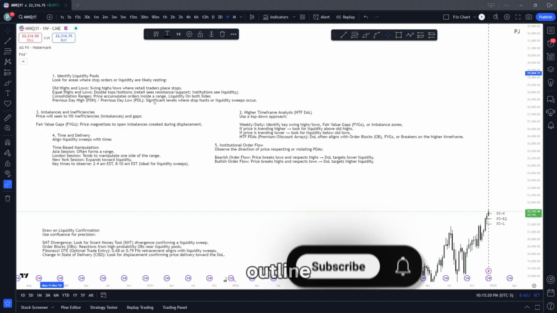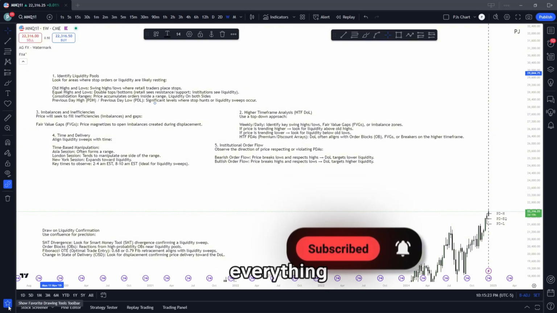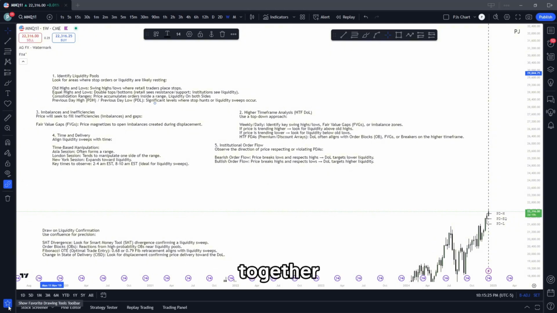Now that we have a rough outline, we need to understand how we can mesh everything and pair each of these items together and understand liquidity. For number one, we need to identify where liquidity pools are resting and look for areas where stop orders, aka liquidity, is likely resting. These areas include old highs and lows, which are swing highs and lows where retail traders place stops, equal highs and lows, double tops and bottoms, above and below consolidation ranges, and very strong liquidity pools like previous day high, previous day low, previous week high, previous week low, even previous month high, previous month low.